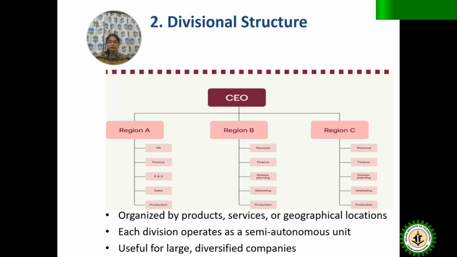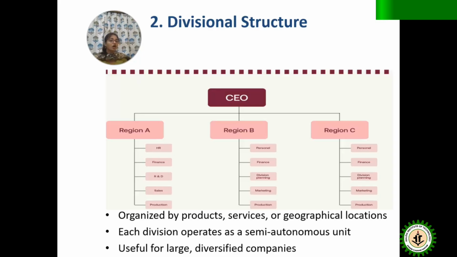Here in the diagram, you can see that the top divisional head, which is the CEO, top level head, has allocated different sections: region A, region B, region C. Now, each section, region A, B, or C, has its own departments, which are HR, finance, research and development, sales, production. These work independently. Now, these independent structures are operating as semi-autonomous units.